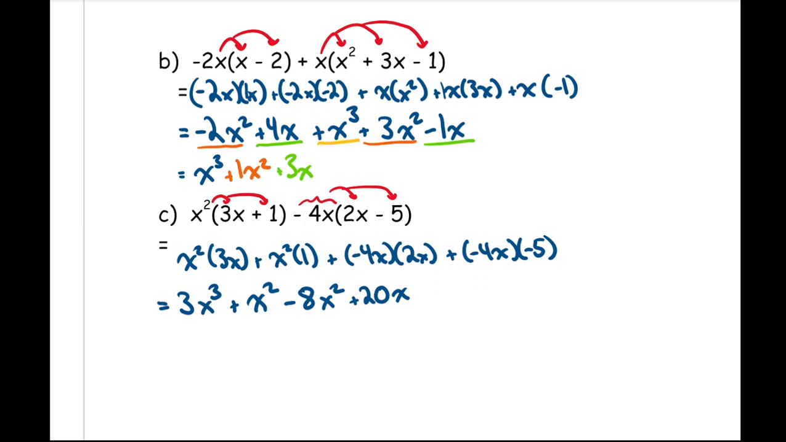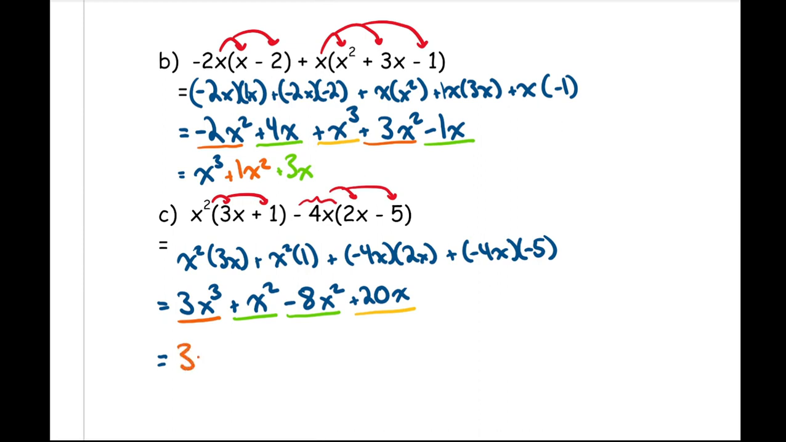Once I've expanded, I'm going to go through and try to find my like terms. Do I have anything with x cubed? I only have the one term, so that's all I'll leave it at. I have an x squared and a minus 8x squared, so those two are like terms. And then finally, I just have a plus 20x. So there's really only two things that I will be combining here.